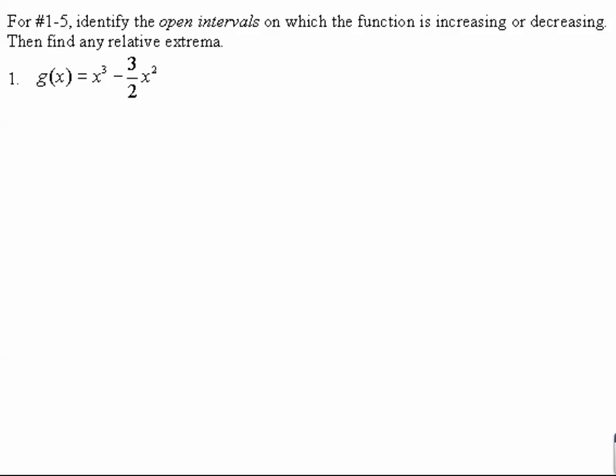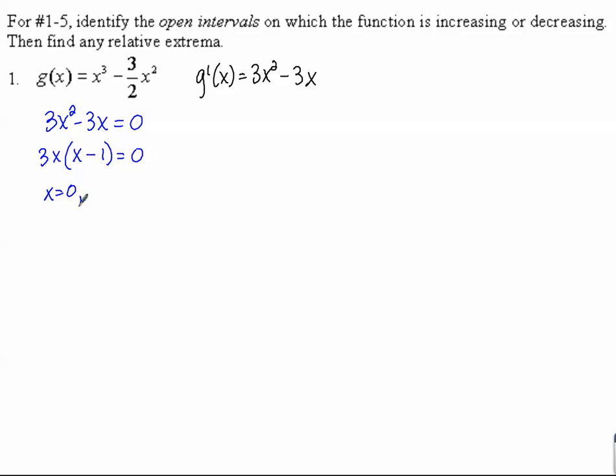Identify the open intervals on which the function is increasing, decreasing, and find any relative extrema. So remember step 1, find the critical numbers. Use the derivative to do that. You should already have the derivative on your paper. G prime of x equals 3x squared minus 3x. Remember how we find a critical number. Take our derivative, where does it equal 0, where does it not exist? There is only setting it equal to 0 in this. There's no denominator here. So where does it equal 0? Let's factor.